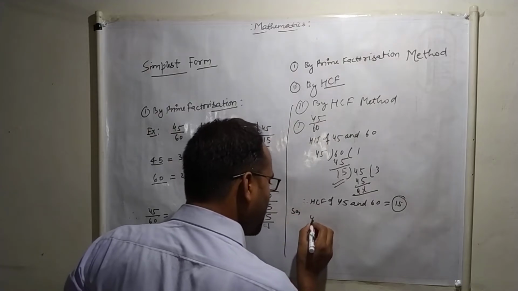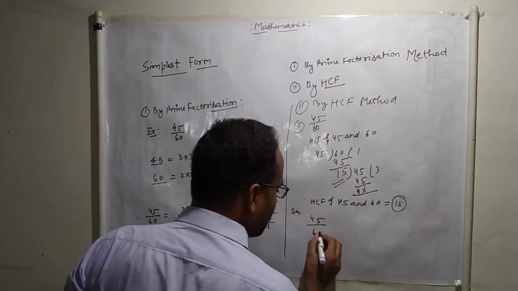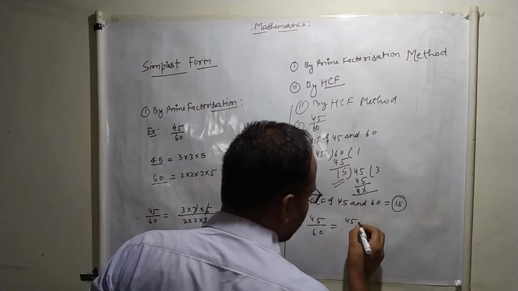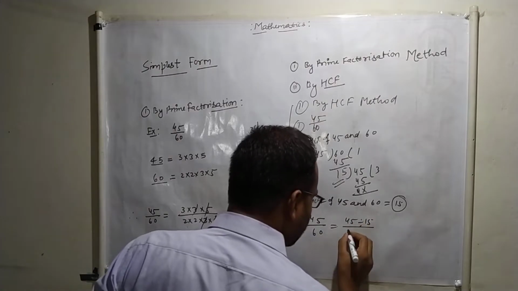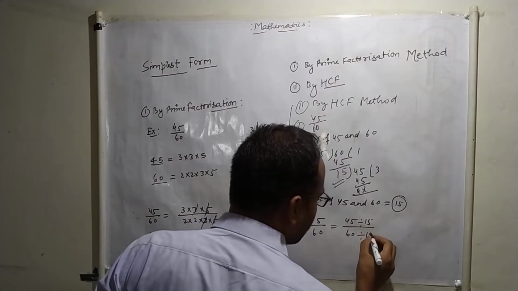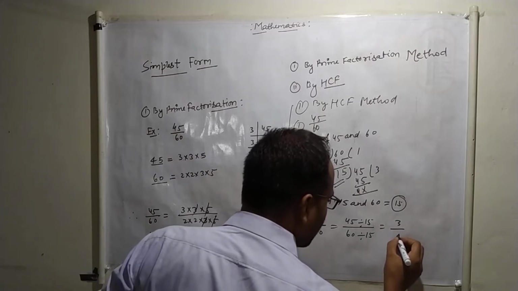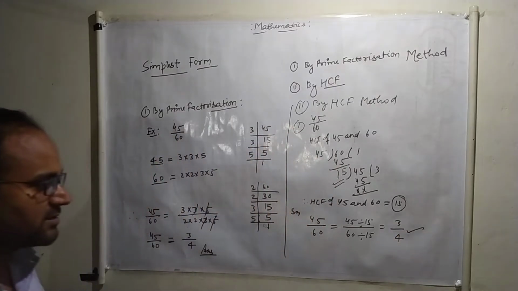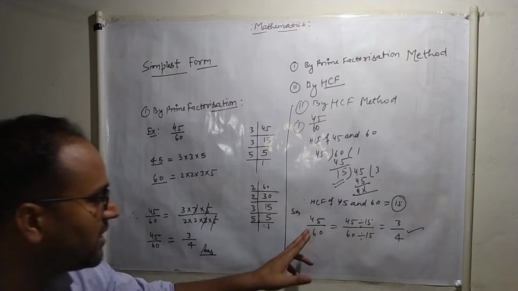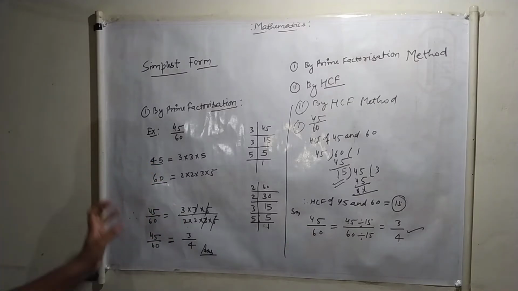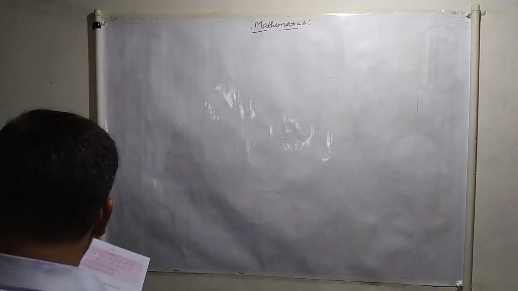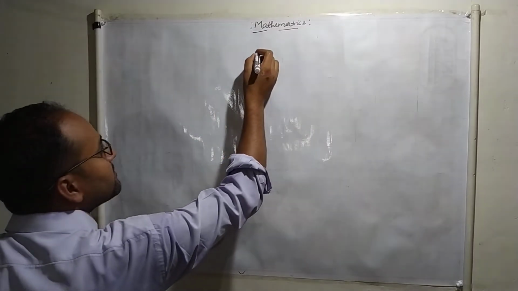So 45 upon 60 is going to be divided by 15, and 60 is also going to be divided by 15. We get 3 and then 4. 3 upon 4 is the simplest form of 45 upon 60. So by this way, exercise 2A.